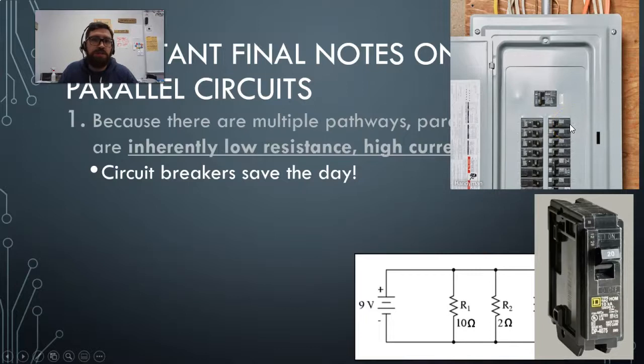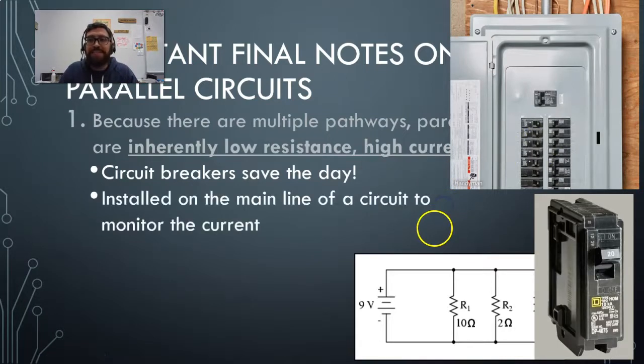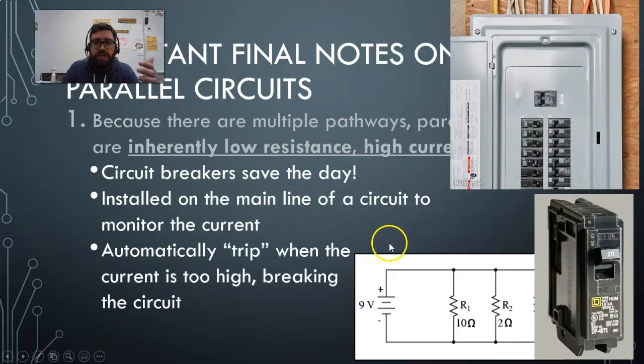It might be in your garage, maybe in a closet in your house, maybe in a panel outside your house, but this panel has all the circuit breakers on it, and all these circuit breakers are installed on the main line of the circuit. There's multiple circuits in your house, and you put one of these on the main line, and it's basically just a switch. It's a switch that monitors the current all the time, and when that current gets too high, it automatically trips, it shuts off, breaking the circuit so that we don't get a fire, so that we don't get that high heat. The whole purpose of this is to protect you and your home from fire damage. And it's necessary because of this next point.